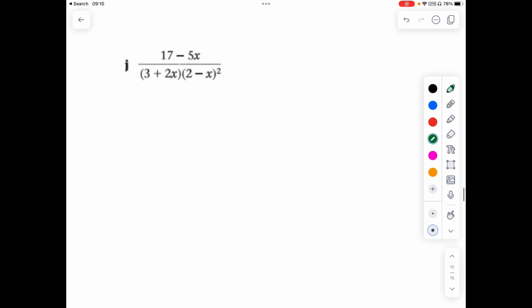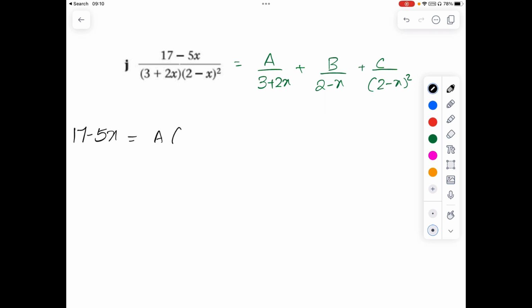That is question number I. Now finally question number J. It is also a repeated factor: a upon 3 plus 2x plus b upon 2 minus x plus c upon 2 minus x whole square. So what does that become now? 17 minus 5x equals a times 2 minus x whole square plus b times 3 plus 2x times 2 minus x plus c times 3 plus 2x.